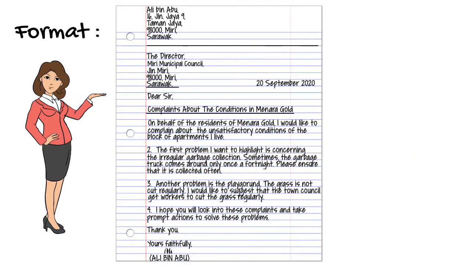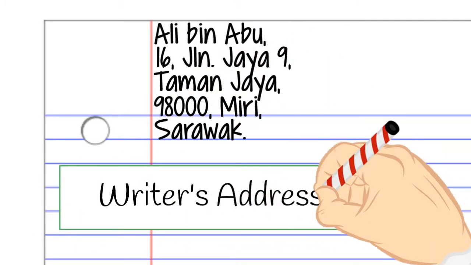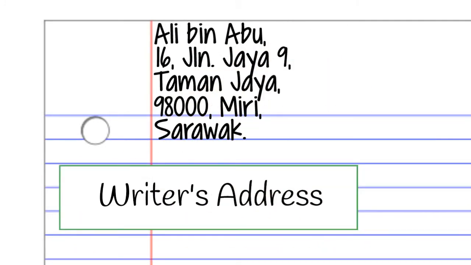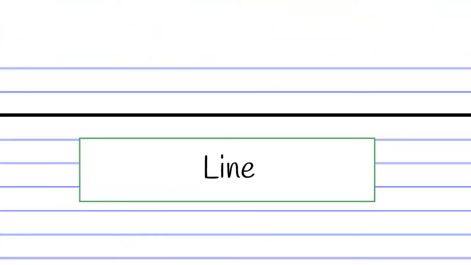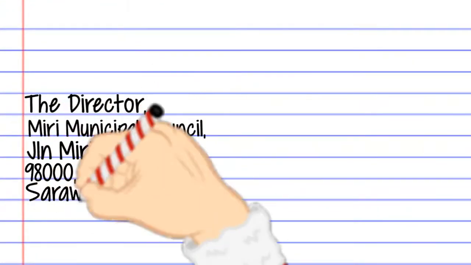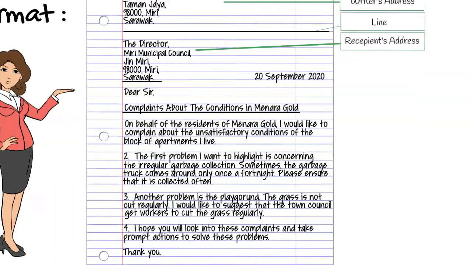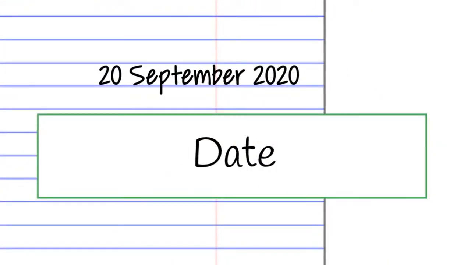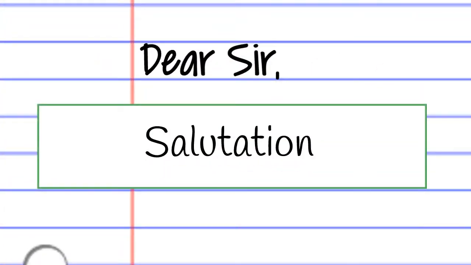In a formal letter, we must have number 1, the writer's address. Number 2, we draw a line. Number 3, we need to write the recipient's address. Don't forget to underline the state. Number 4, date. Number 5, we need to have a salutation.